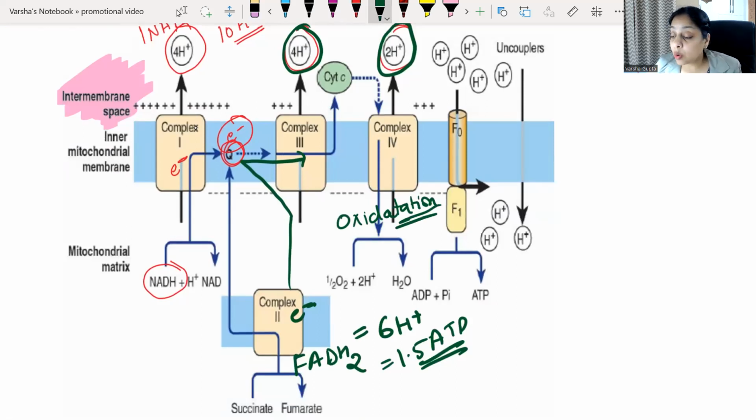Its name is cytochrome oxidase. It is going to do the oxidation, and the oxygen will be converted into water. Oxygen will be converted into water. That is what complex 4 will do.